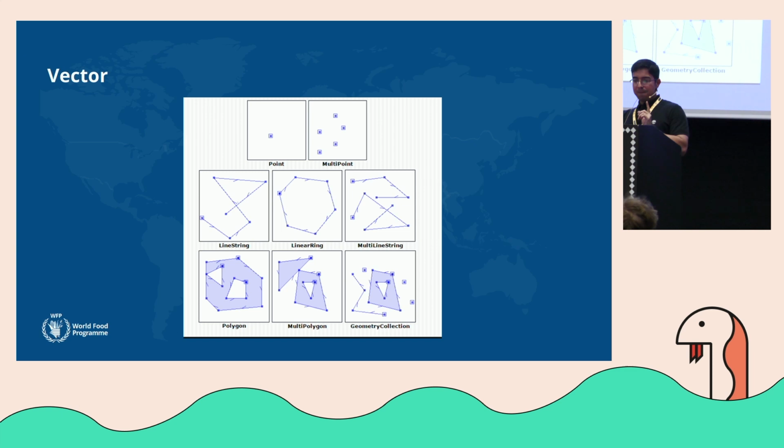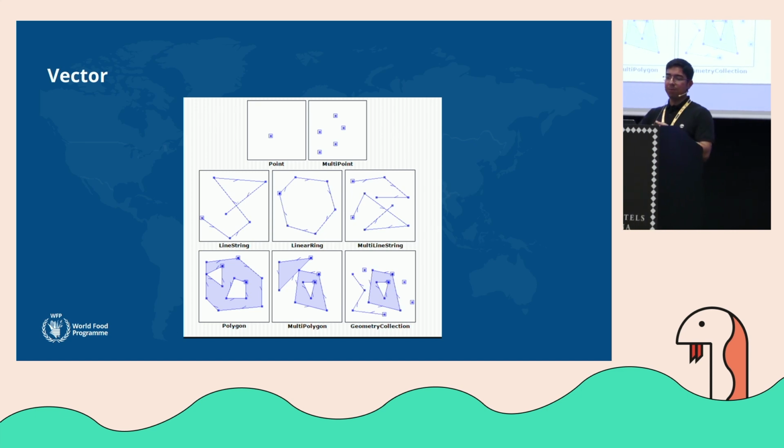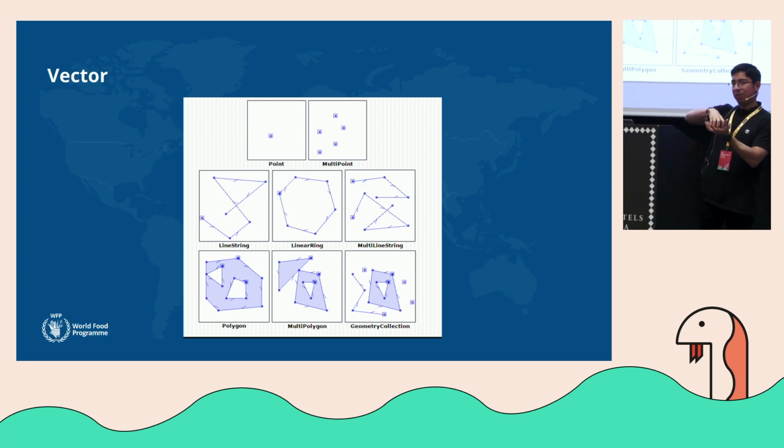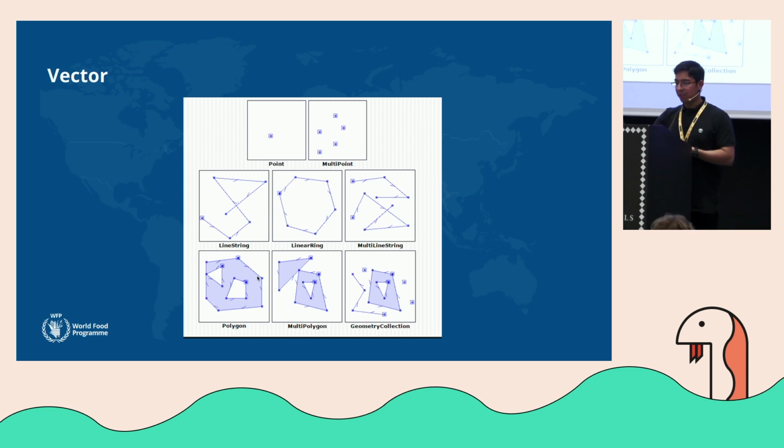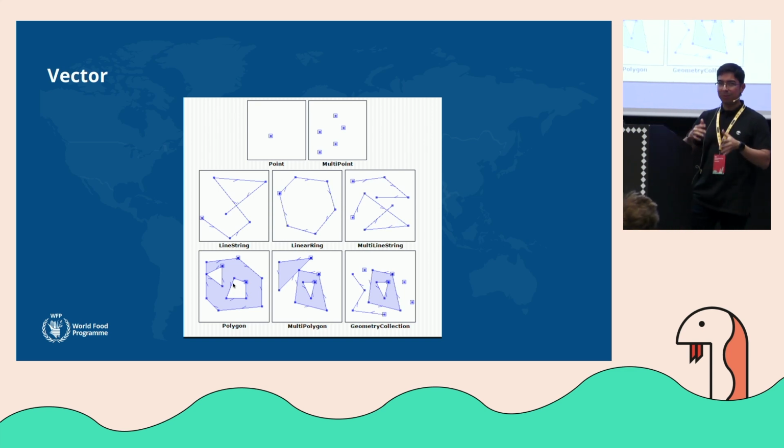Not necessarily do you have only points, lines, and polygons, but you can combine them. You can have a point or an array of points, which is a multi-point, or you can have multi-line strings, or multi-polygons, or also you can have a polygon inside another polygon, which is a polygon with holes, as shown here. So you can combine them together, and these are considered geometries.